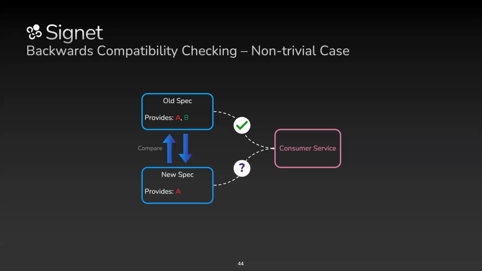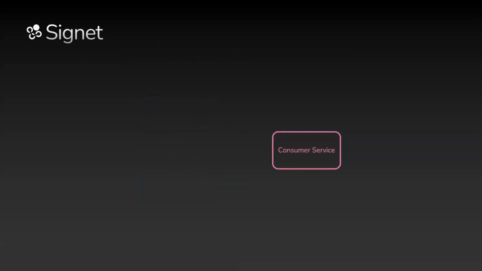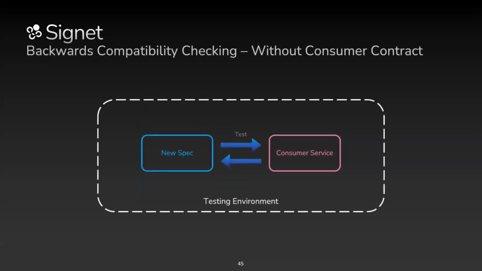A less trivial case is when the new spec removes functionality from the old spec. In this case, functionality B is removed. This does not mean that the new spec is not backwards compatible, as it's possible that consumer service does not depend on B. In this scenario, without a consumer contract, we would have to retest consumer service against the new spec. This would entail spinning up an instance of the consumer service in a testing environment.